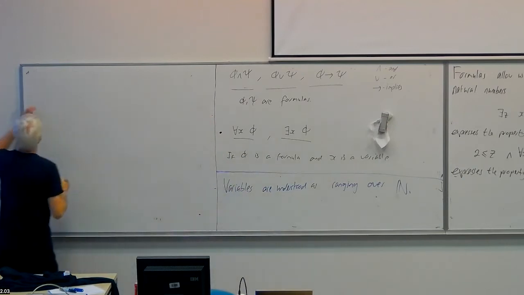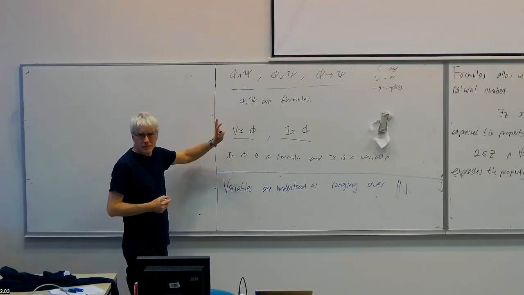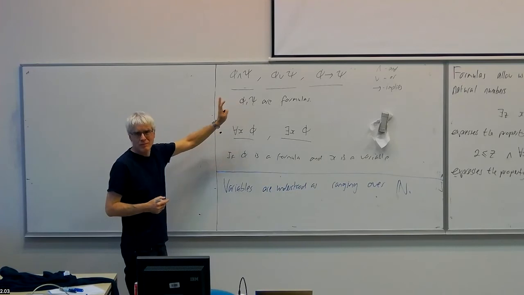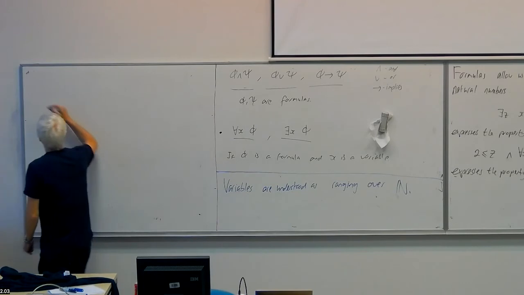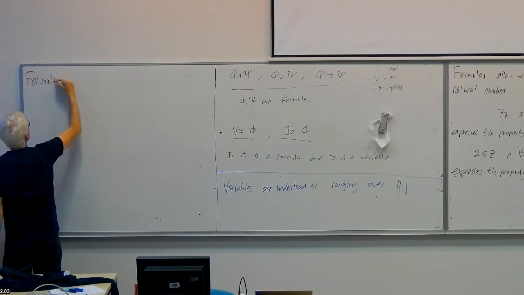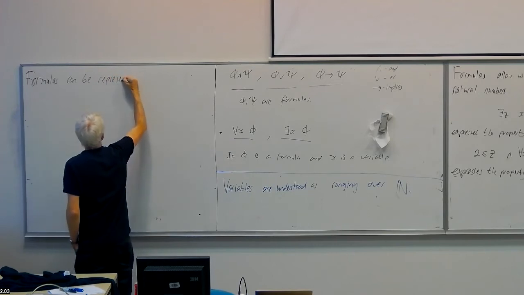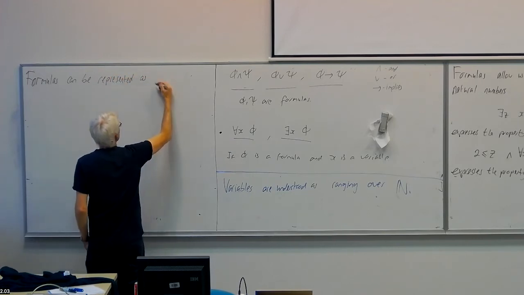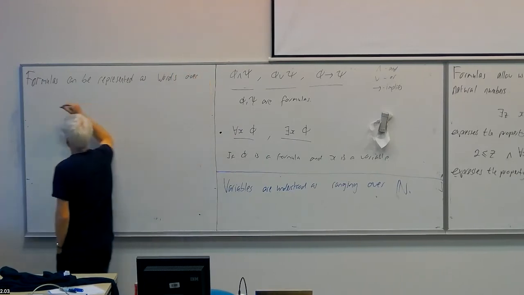So the first thing we're going to observe is that formulas can be represented perfectly easily as strings of symbols over some finite alphabet. I mean, that's essentially how we write them on the board. So formulas can be represented as words over a finite alphabet.